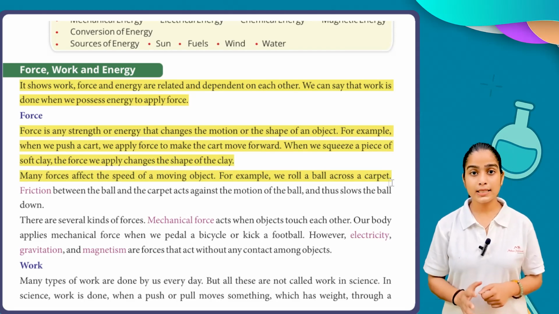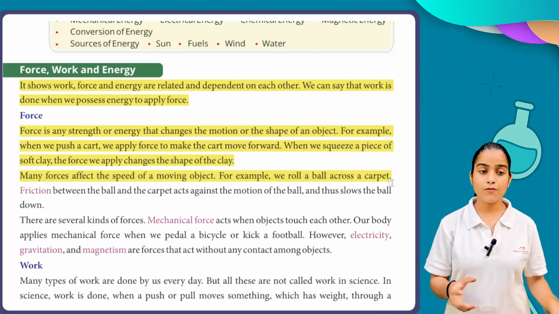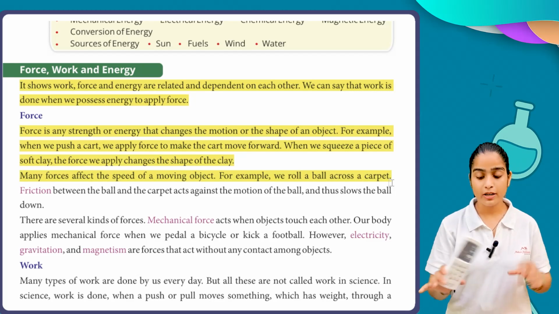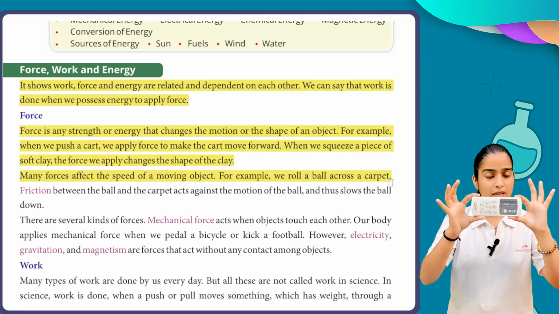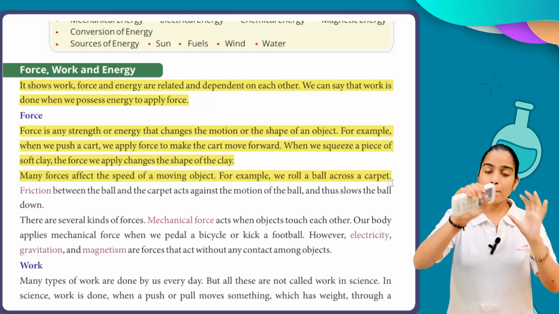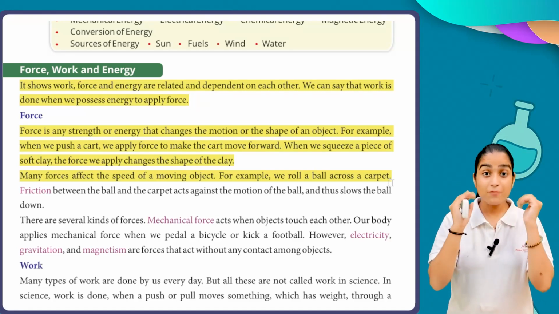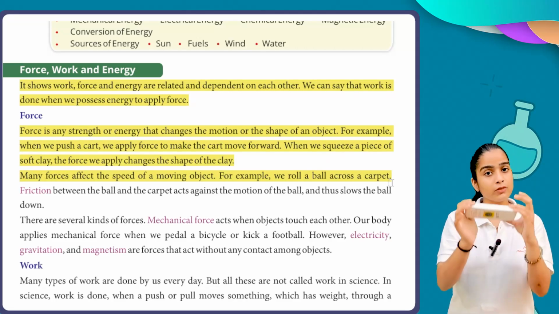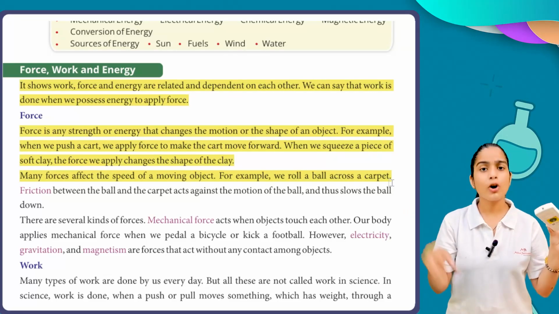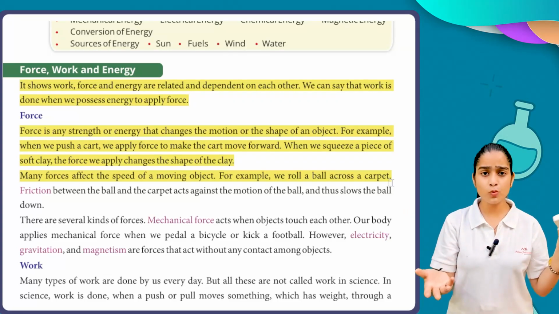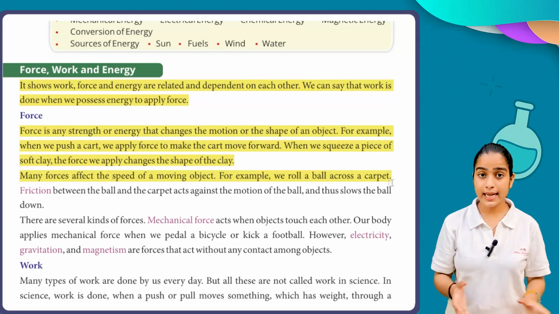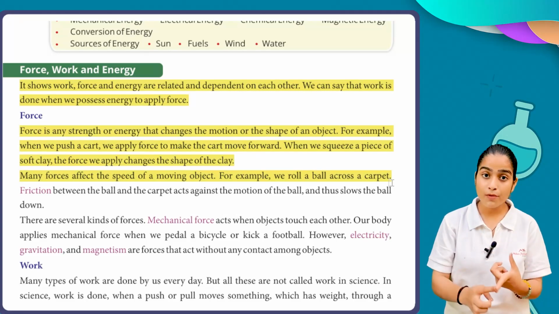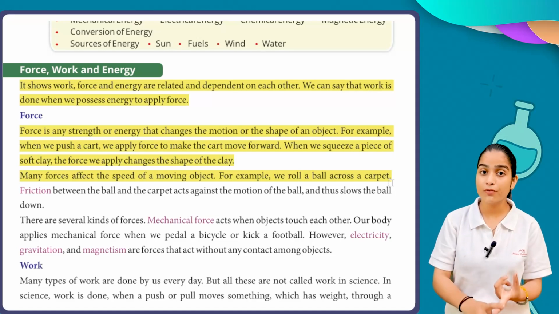So what we understand here is that force basically changes the shape and speed of any kind of object. For example, if I have an object and I am very strong and apply a strong force, it will break into two pieces, or it could be more than two pieces also. So by applying a force, we can change the shape of that object, and we can change the speed of that object.